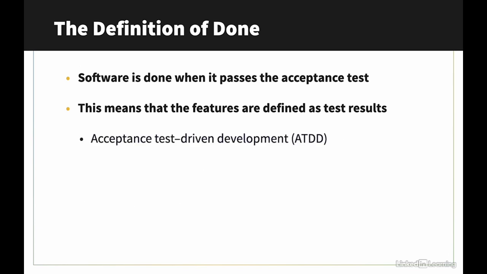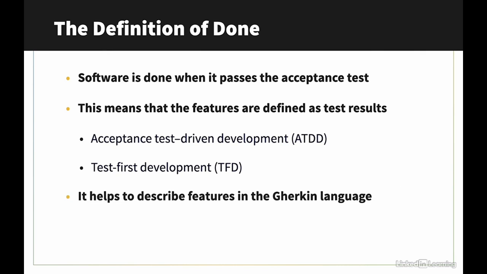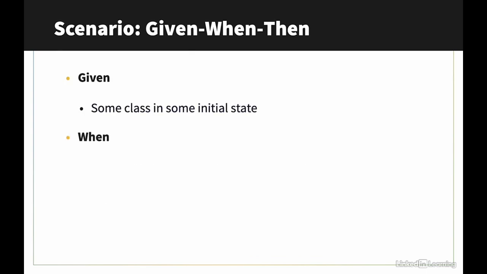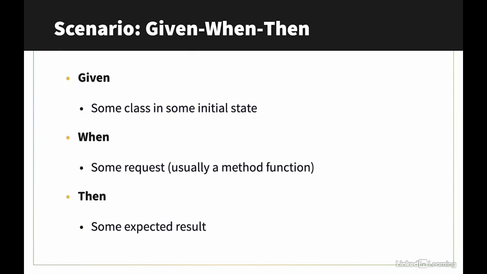A search on phrases like acceptance test-driven development and test-first development will yield a number of resources to help do this. The idea is to write test cases first, and then from that create code that passes the tests. We'll look at describing features using a formal testing language named Gherkin. I find it helpful to describe software tests using a given, when, then kind of statement. Given some class in an initial state, when some interaction or method is evaluated, then there's an expected result. This is the Gherkin language, which is handy for describing tests.